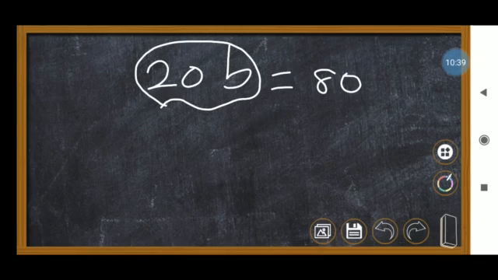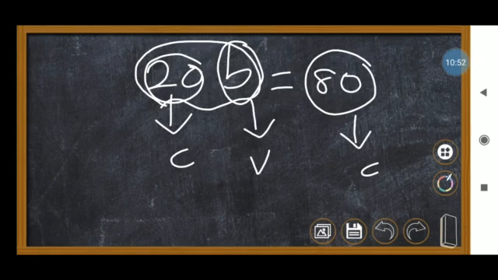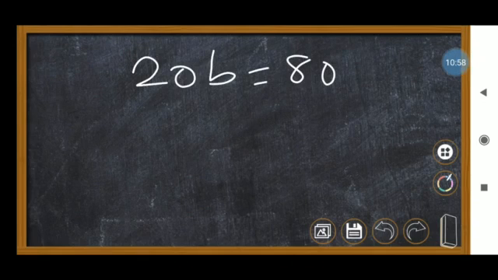So here 20 is a number, b is a variable. And 80 is a number, that means constant. So 20 is constant and 80 is constant, and b means variable. So 20b is equal to 80. First you have to know that you keep numbers on one side and variables on one side.